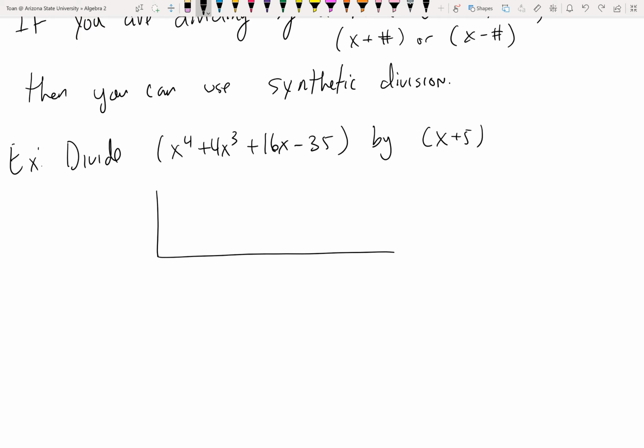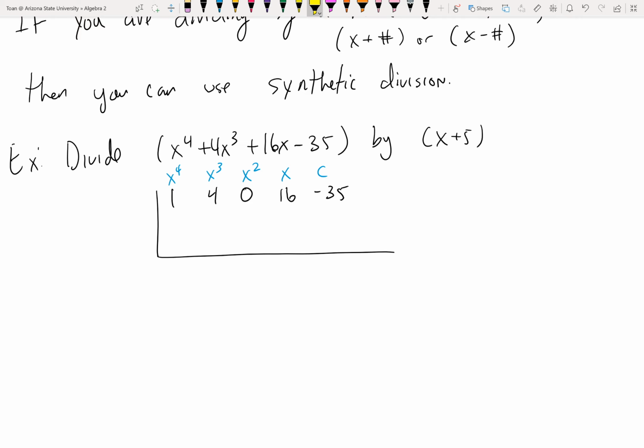As before, we'll put the coefficients of our problem in the top row. So we have a 1, a 4, a 16, so on and so forth. So we have a 1, a 4, but wait a minute. Remember that these stand for the x's: x to the 4th, x cubed. Next should be an x squared, x and then a constant. I don't have an x squared, so just as before, I've got to put a 0 as a placeholder.